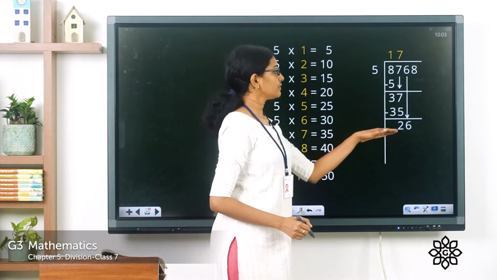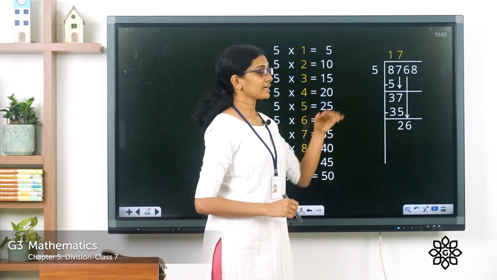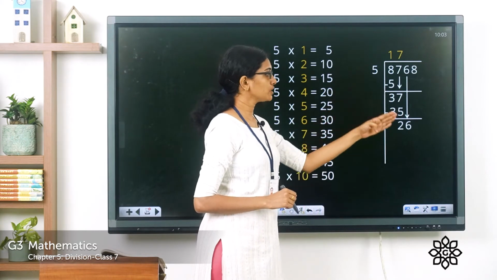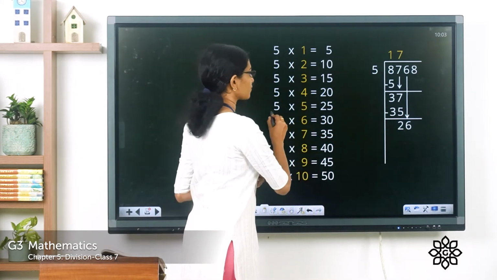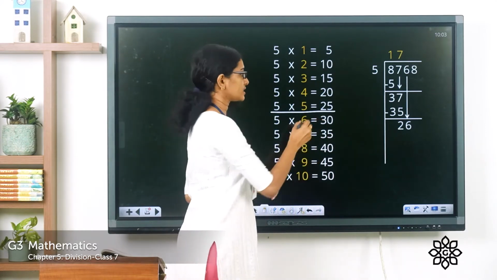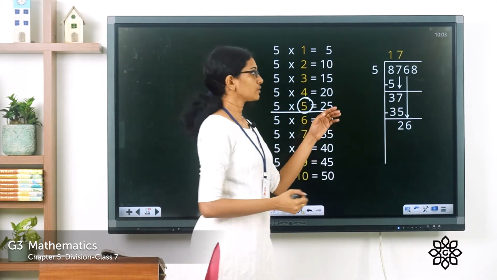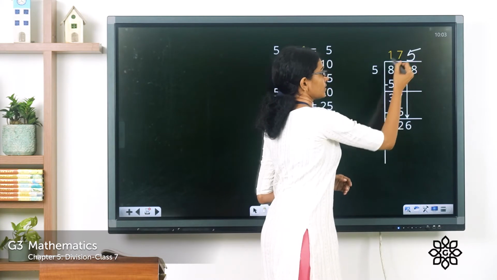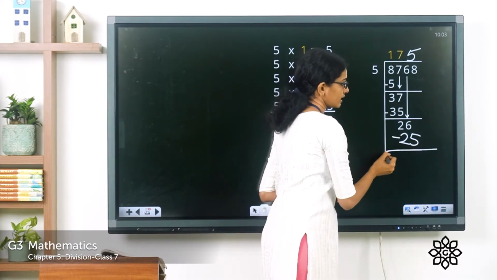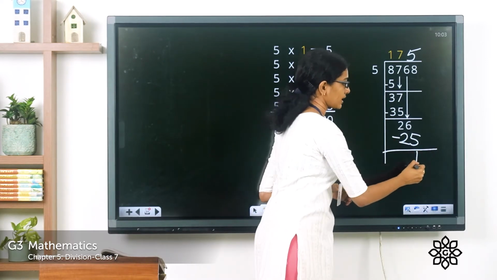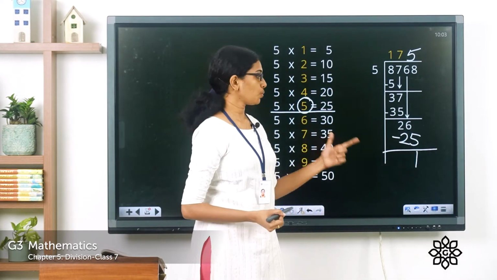Now we have to divide this 26 by this 5. And how many 5s will go in 26? From the table of 5, we know 5 5s are 25. So let's take this 5 and write it here. 5 5s are 25. Let's subtract and it will give us 26 minus 25, which is equal to 1.